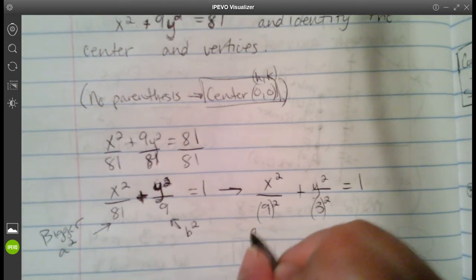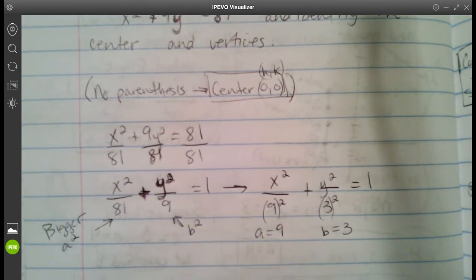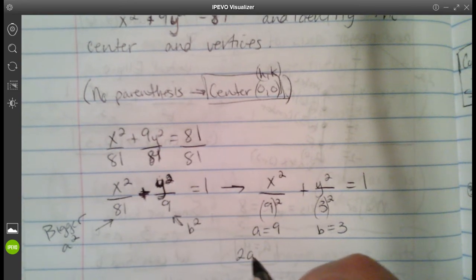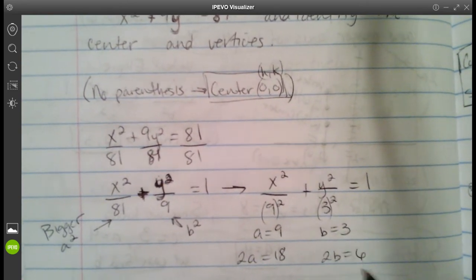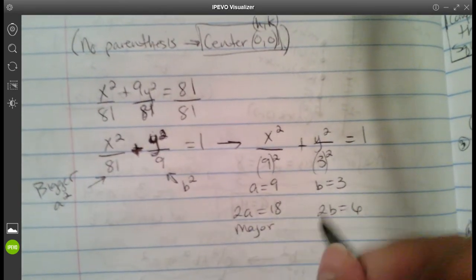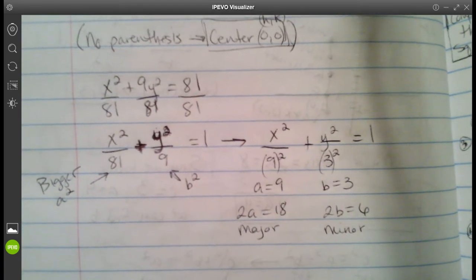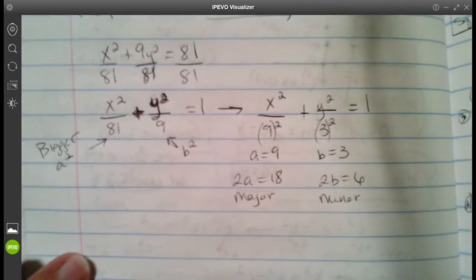So from here I know that A equals 9 and B equals 3, which means that for this one, 2A is going to be equal to 18 and 2B is going to be equal to 6, which is our major and minor axis points, or just lanes, I should say. Okay, so let's go ahead and use that to graph what we know so far.